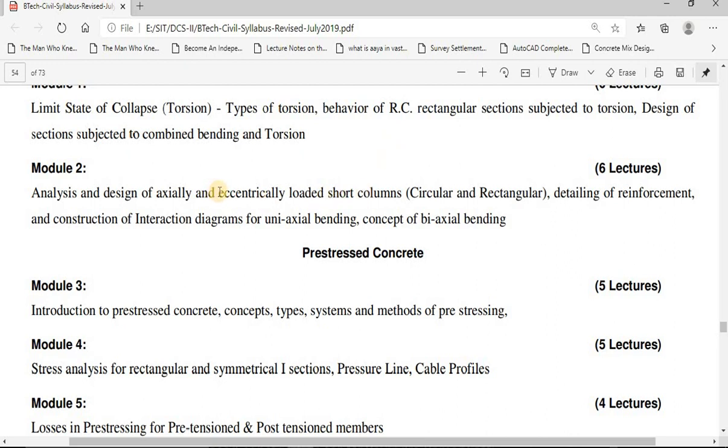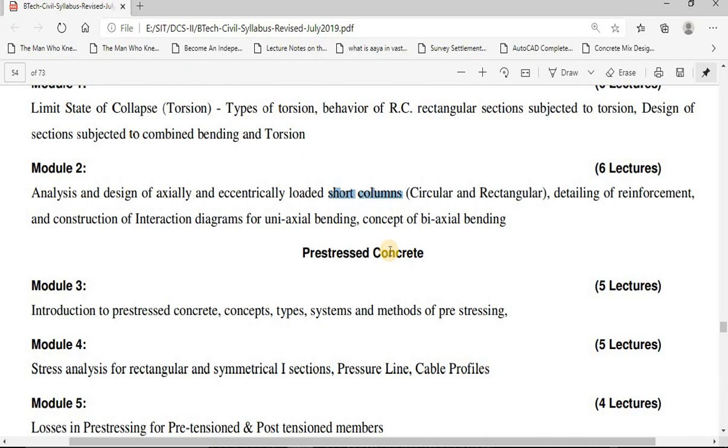eccentricity. And when the column is getting loaded eccentrically, how to design that column? In that we are going to study two shapes. One is circular, another one is rectangular. So we are going to study these two cases. Remember, we are going to study it for a short column. Actually in the column there are two types.